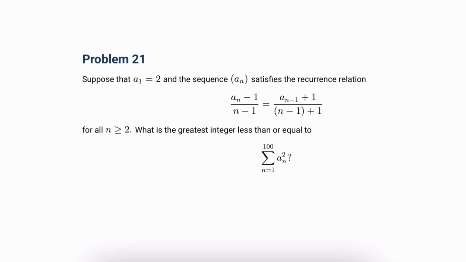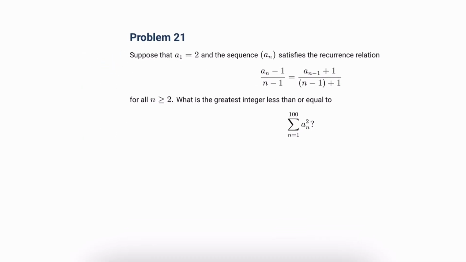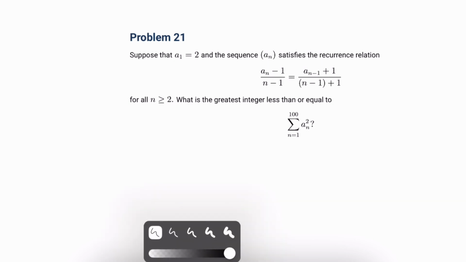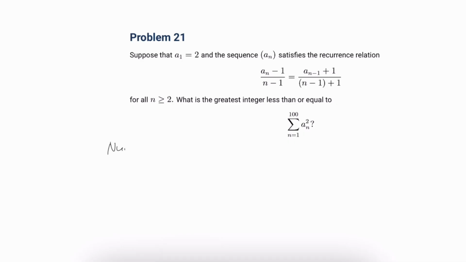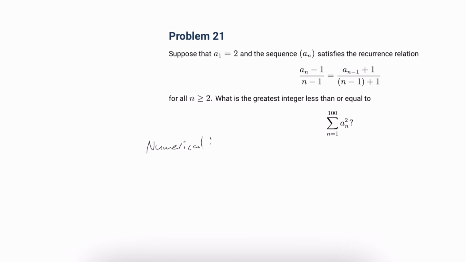And I want to present two ways to solve this problem. One using a sort of numerical method, and the other using an analytical method. By numerical, I mean that maybe you see this problem and you don't really see an easy way to find an explicit formula for a_n. So you just calculate the first couple of terms and see if there's a pattern and generalize.